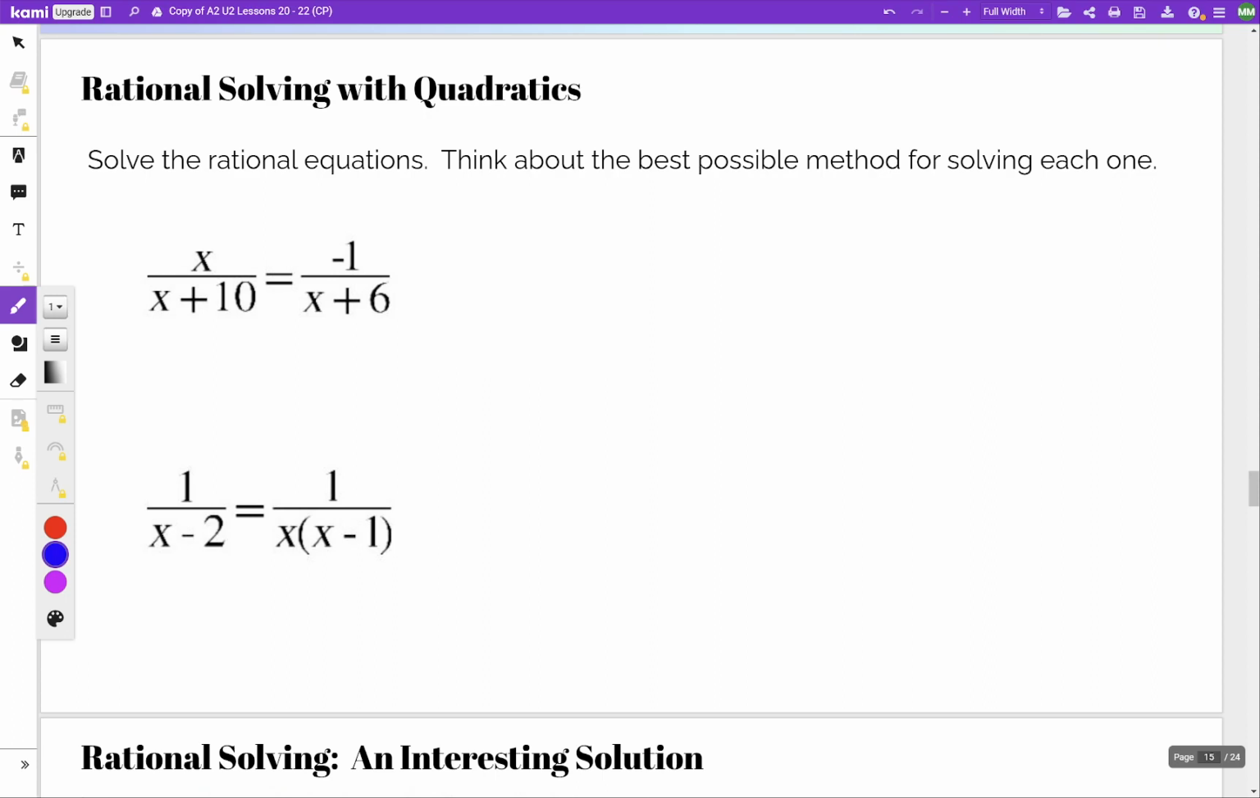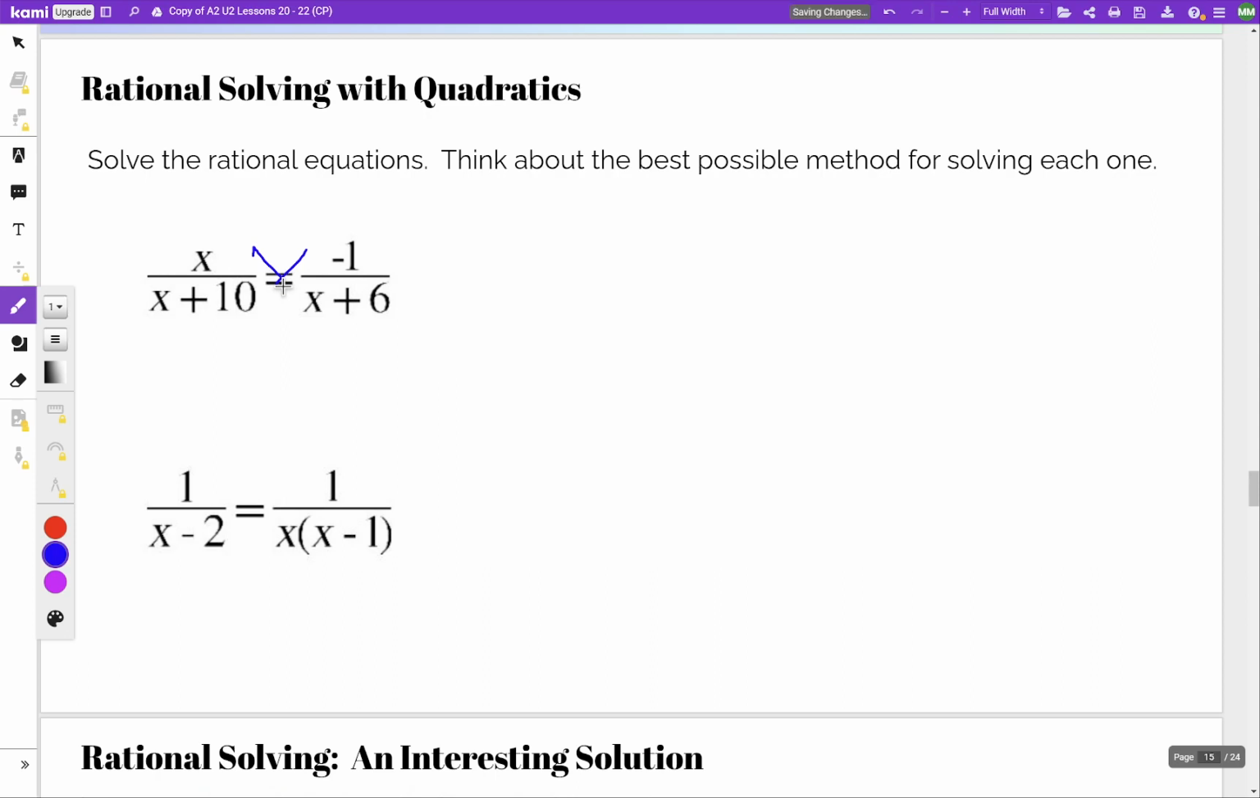Okay. Solve the rational equations. Think about the best possible method for solving each one. So the way that these work is we'll start with the cross multiply like we normally would. But what's going to happen is we'll end up with a quadratic. And so we're going to have to reach back to the last unit and really see how we can solve that equation. So let's see what happens. Let's start with some cross multiply.